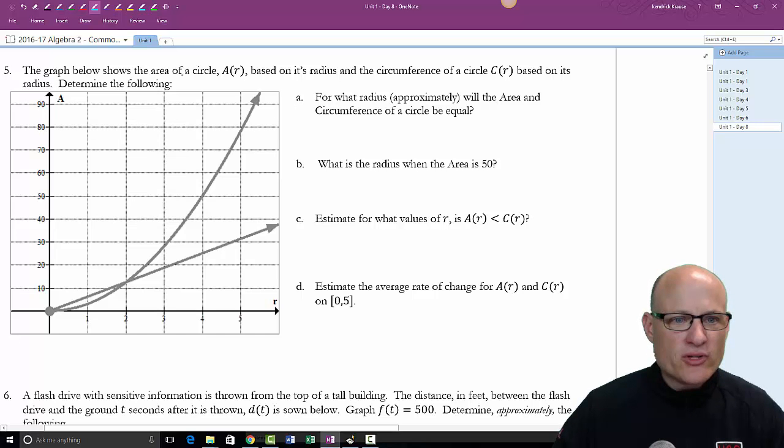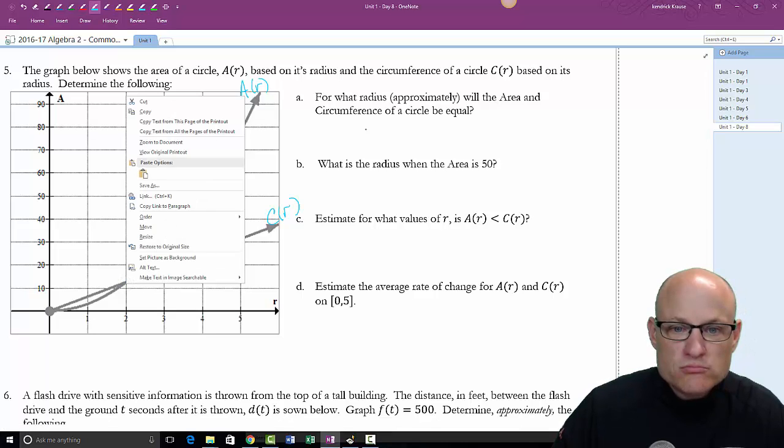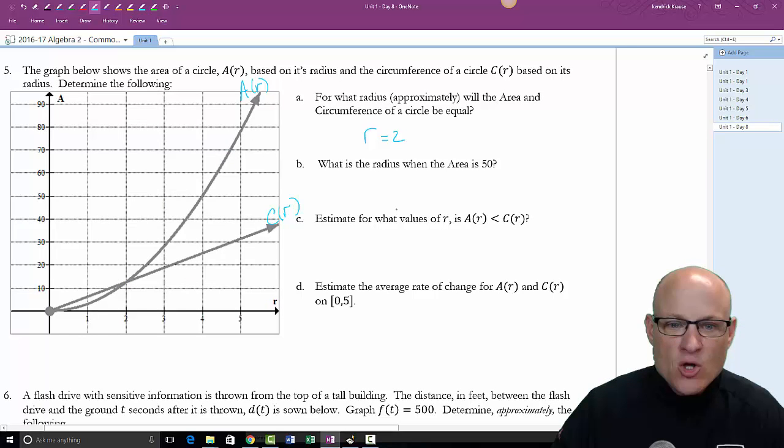So the graph below shows the area of circle R based on its radius and the circumference C of R based on its radius. Well, area is a square unit, so this one would be A of R and this one would be C of R. So the question says, for what radius approximately will the area and the circumference be equal? R equals 2. What is the radius when the area is 50?